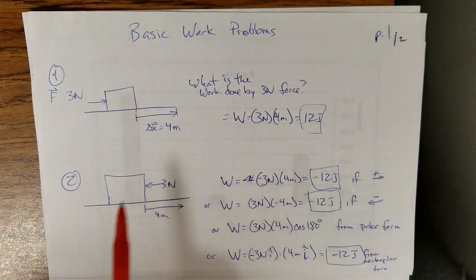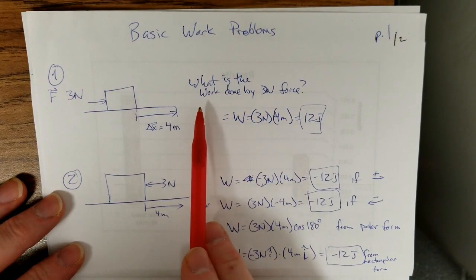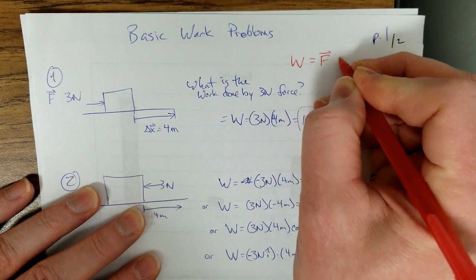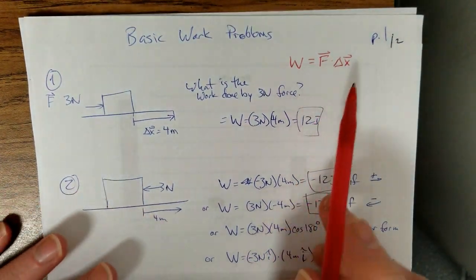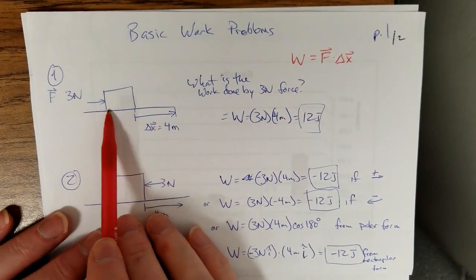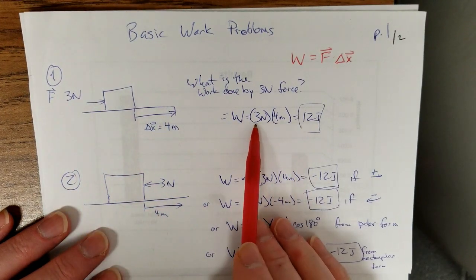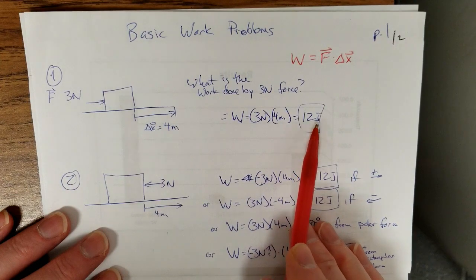Want to do a couple of basic work problems here. So example number one, since work is force times displacement, let's go ahead and write that up there. Work is force times displacement. Assuming, of course, that force is constant, then if I have a 3 Newton force pushing on a box and it goes 4 meters in the direction in which I'm pushing, then it's just straight up multiplying 3 newtons times 4 meters, and I get 12 Newton meters.